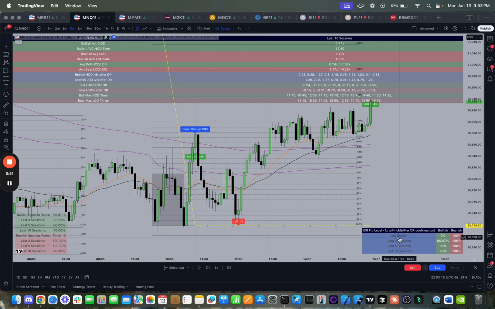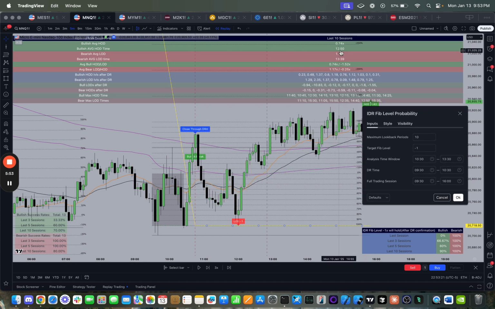and looking at the high probability. By the way, I put the average max extension time in the analysis time window of my indicator. So basically, it tells me that this level from 10:30 to 13:30, all the past bullish sessions, when we confirm above the DR high, which levels statistically don't get hit and hold. That's basically what this indicator shows me. So you can see 60, 60, 80, 90, right? I like my odds here. I really did. Look, as soon as you went to negative 0.9, the stats kind of just die off.